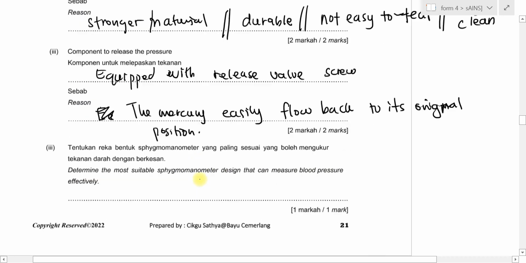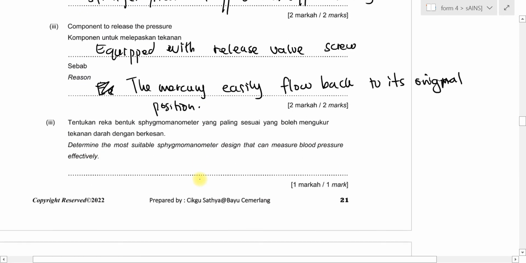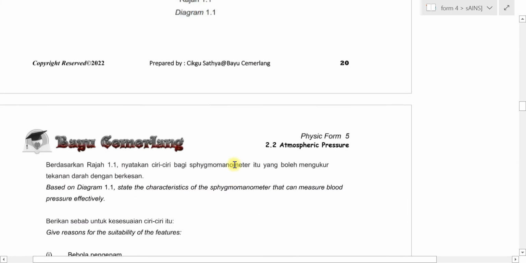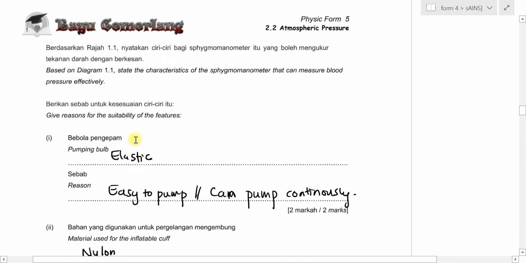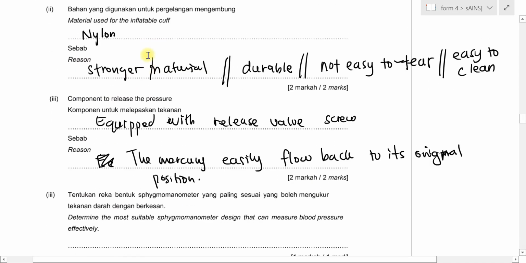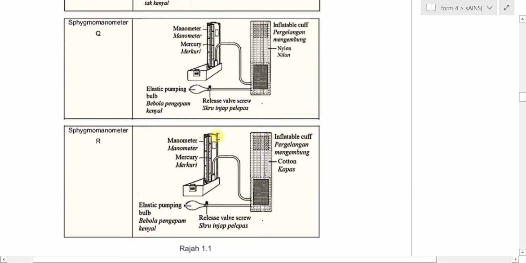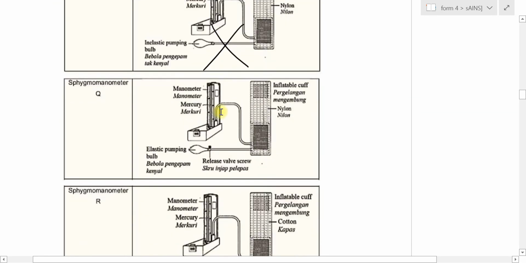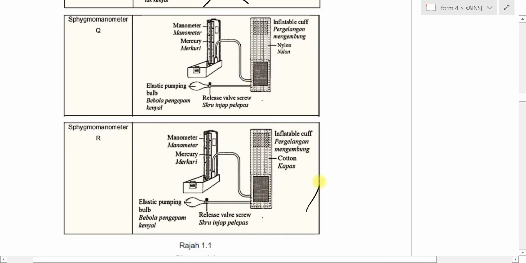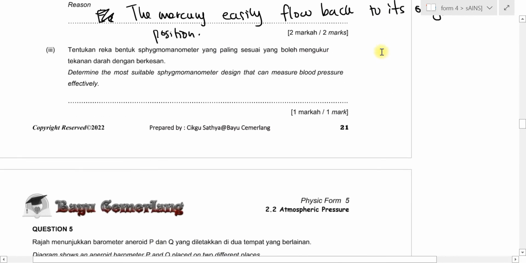And third one, determine the most suitable sphygmomanometer design that can measure the blood pressure effectively. Of course, we can make a decision through our reasons here. It must be elastic, nylon, and have the release screw valve. P doesn't have the release screw valve, so we don't choose P. Between Q and R, R has cotton, we don't want that, so we choose Q.